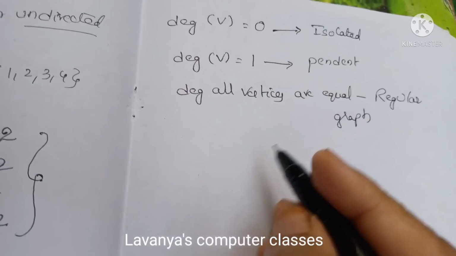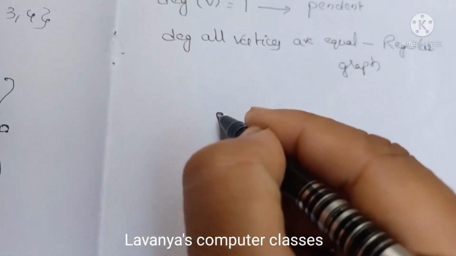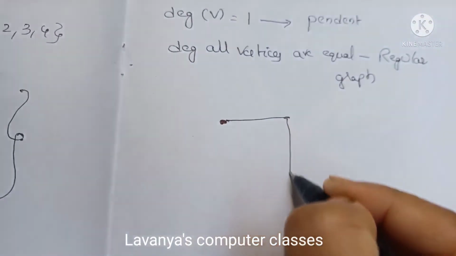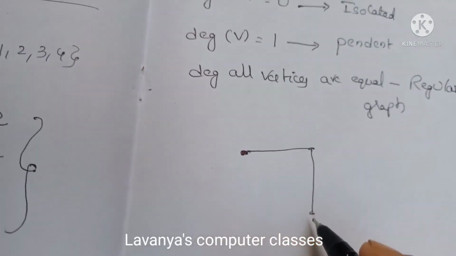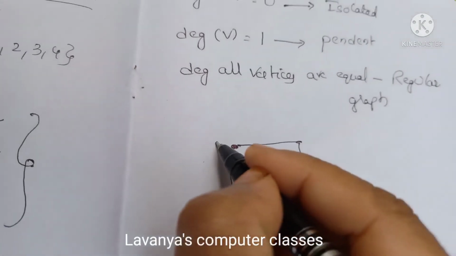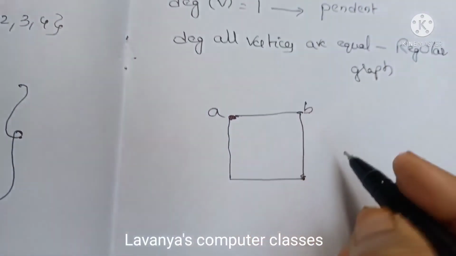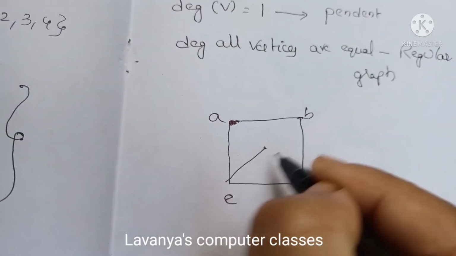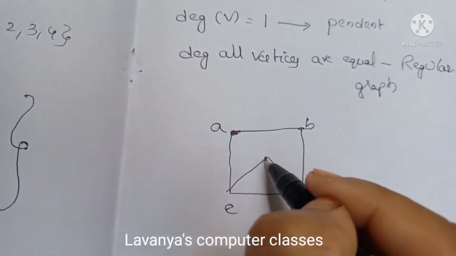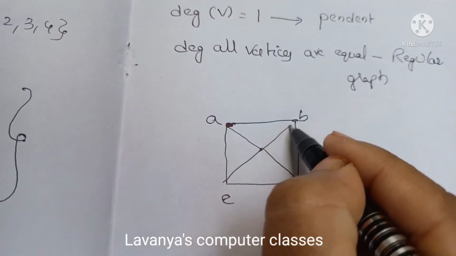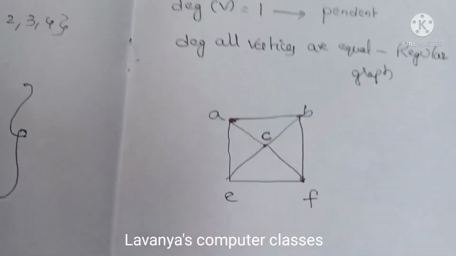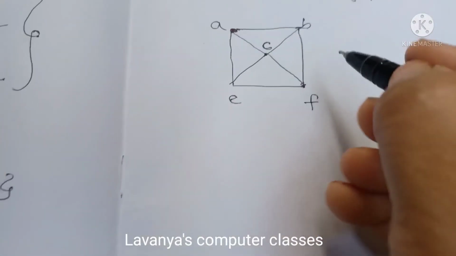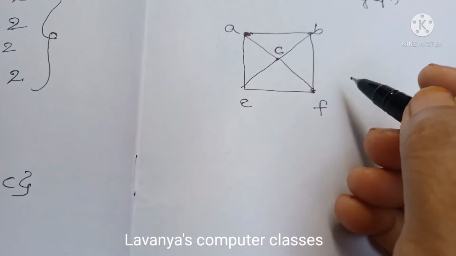Now, we will give an example to try at home. This is the graph with vertices A, B, F, E, and this is C. Now, find the degree of each and every node.